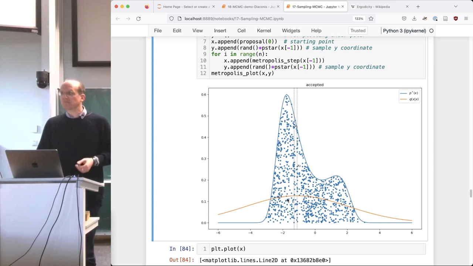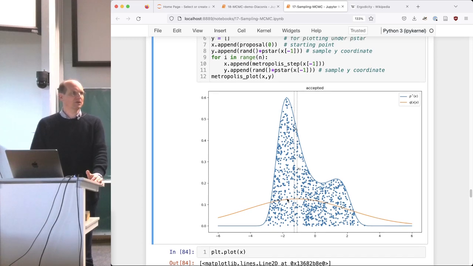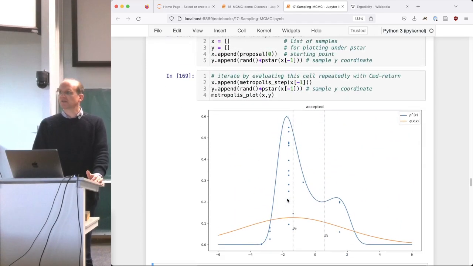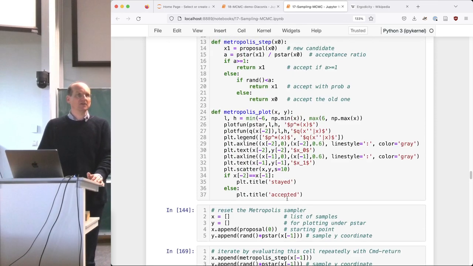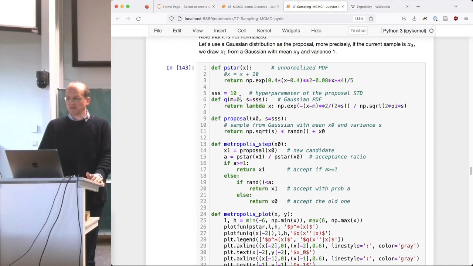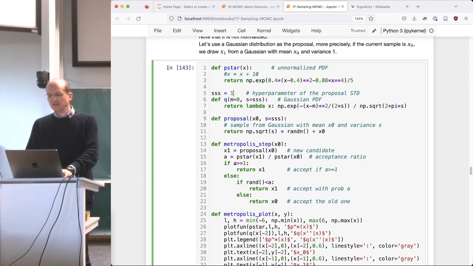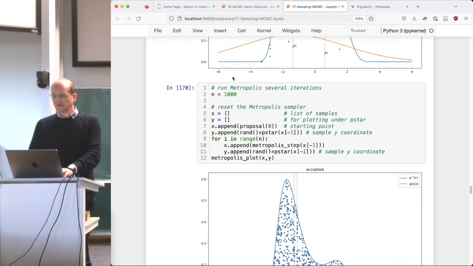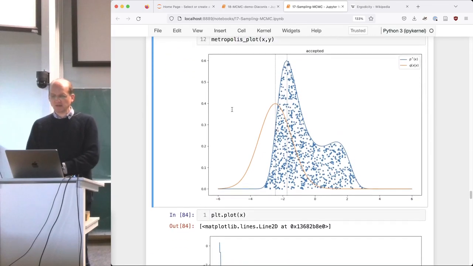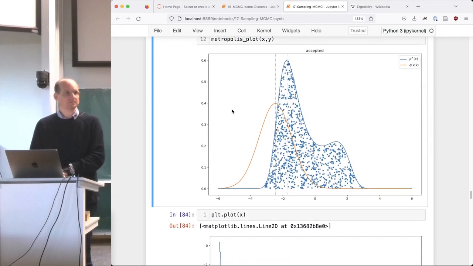So you see, the proposal distribution is not completely arbitrary. There are good choices and bad choices. If most of the proposals are rejected, then that's a bad choice. So that's a parameter that you need to try and see whether it works or not. A better parameter might be a variance of 1.